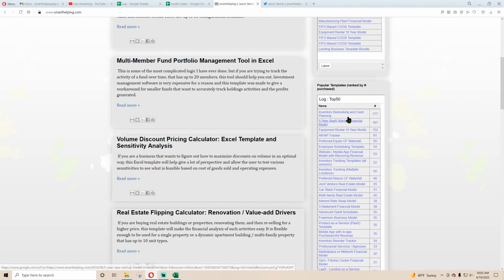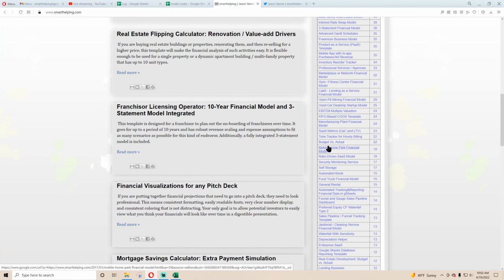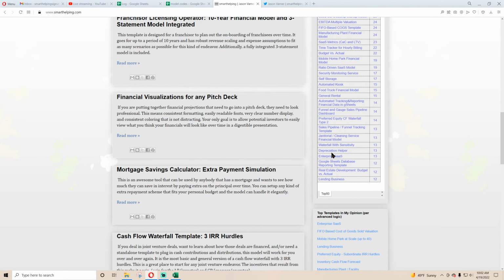We've upgraded all the startup models in our top 50, and we're almost done. We'll do general rental next week. Then we've got janitorial cleaning service, enterprise SaaS, which is a huge one, and lending business already has a 3-statement model.